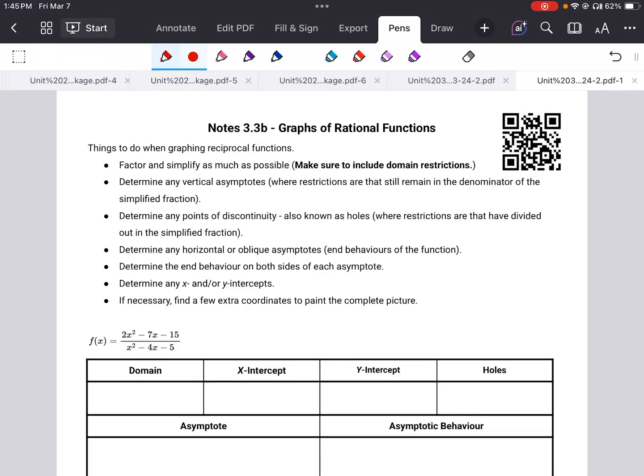All right, hello. Welcome to the second day of graphing. There are many things we can do when graphing reciprocal functions. You can read through those on your own. We don't need to read through them for the video.